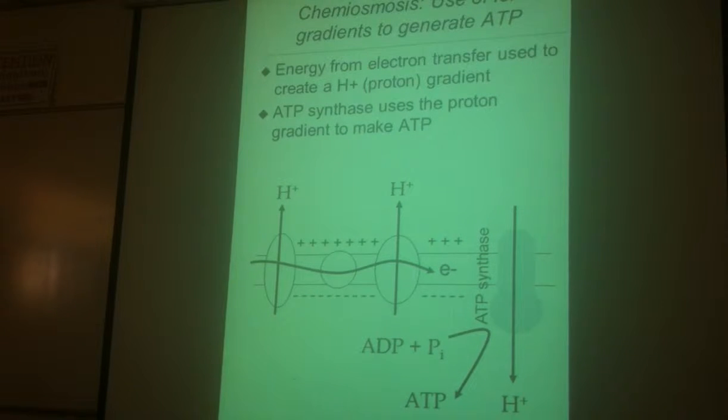And when it does this process, you're going to have an excess of hydrogen ions on one side, and fewer hydrogen ions on the other.